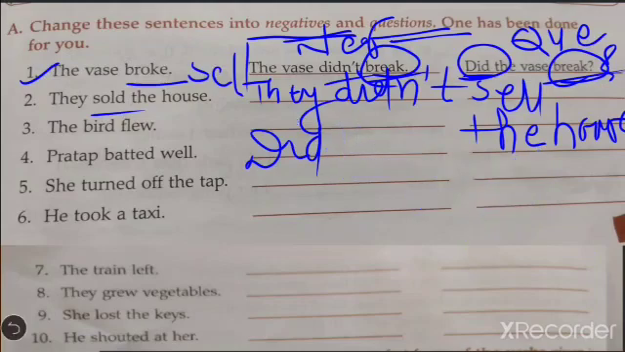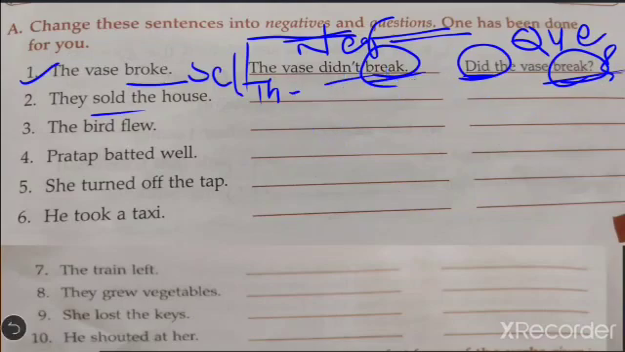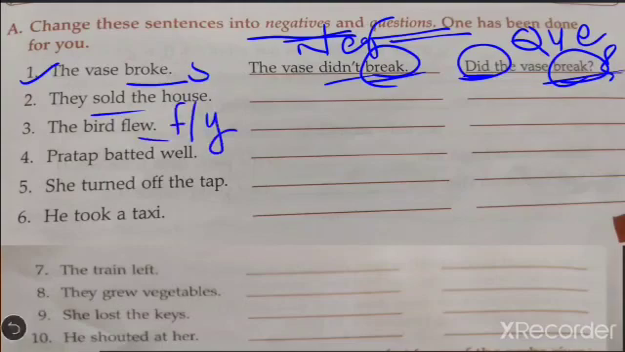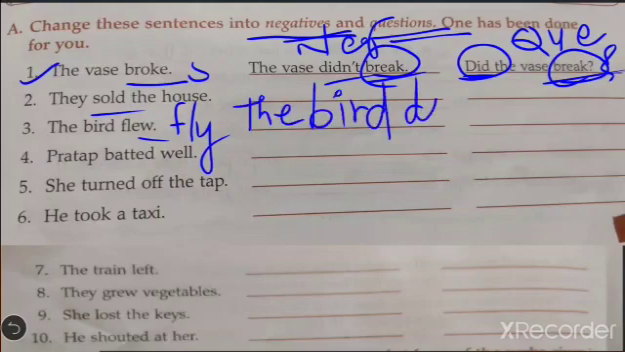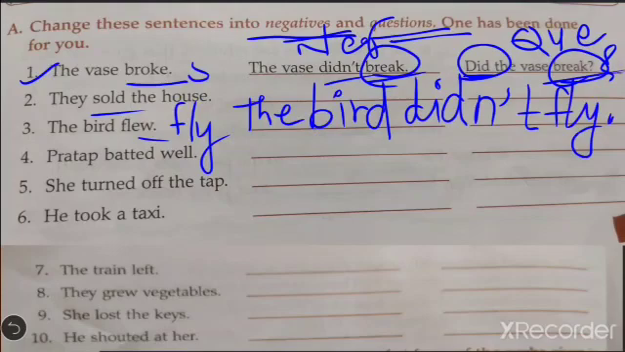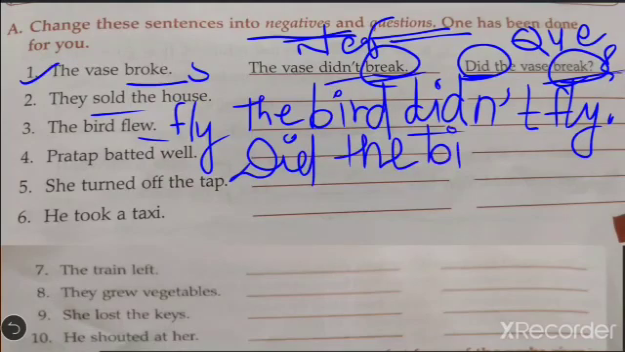Now look at the next sentence. Sentence number 3. The bird flew. Flew is a past form of fly. So, into a negative sentence, how will you write? The bird didn't fly. And full stop. And in a question sentence, this did will come first. Did the bird fly? And question mark.